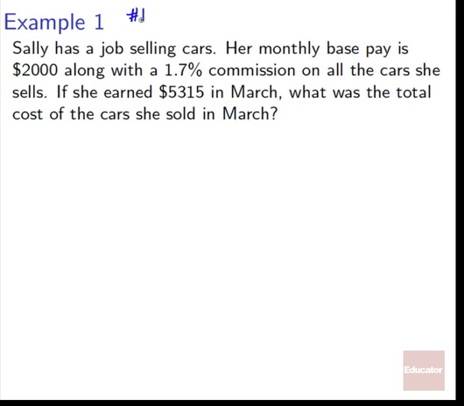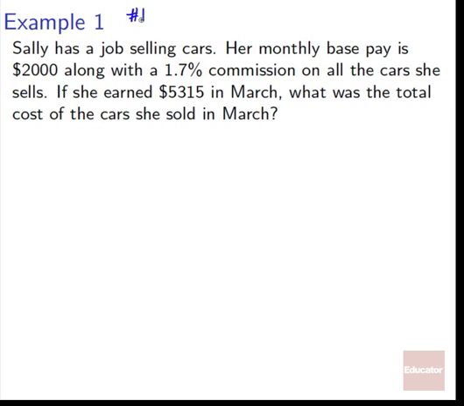So the first thing we have to do is we have to understand what's happening here. Okay, so Sally has a job selling cars. Check, makes sense. She gets paid some base pay. Okay, she gets paid some amount, so she gets paid $2,000 plus some other thing, this commission.